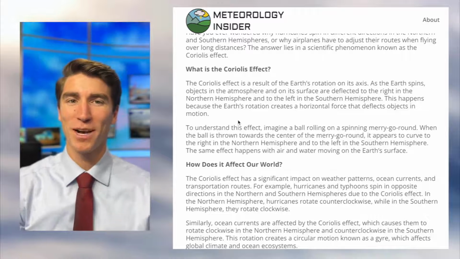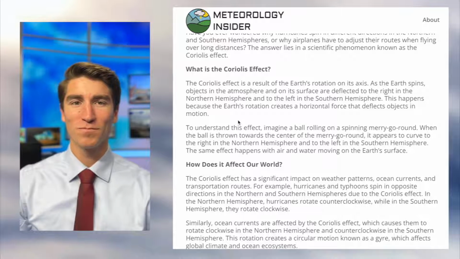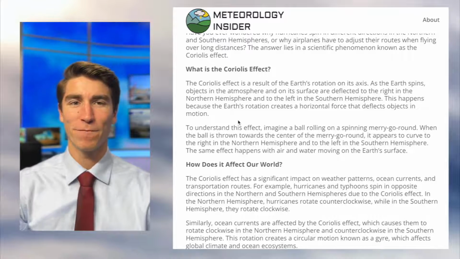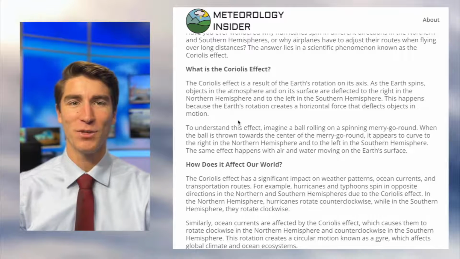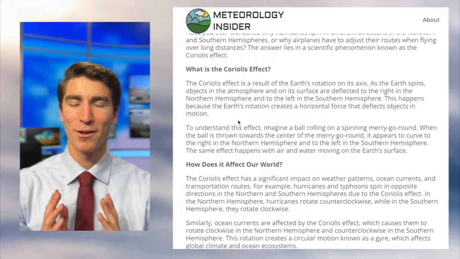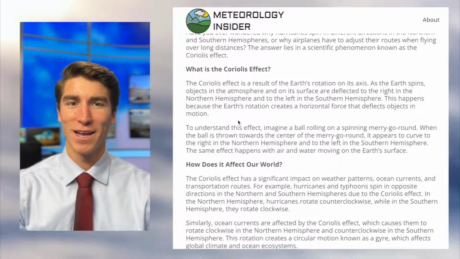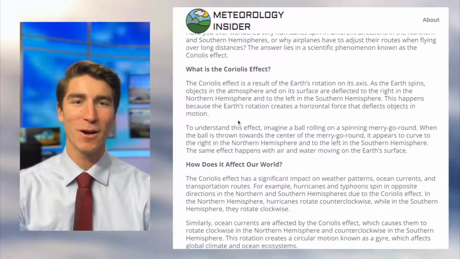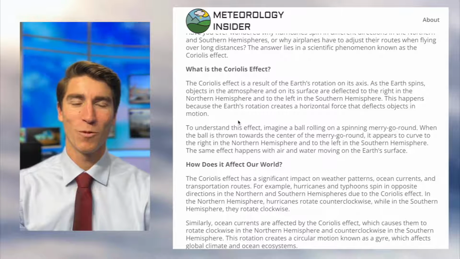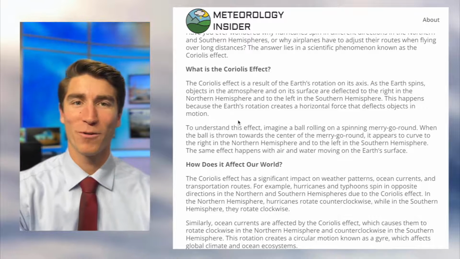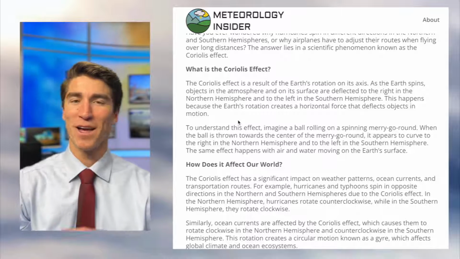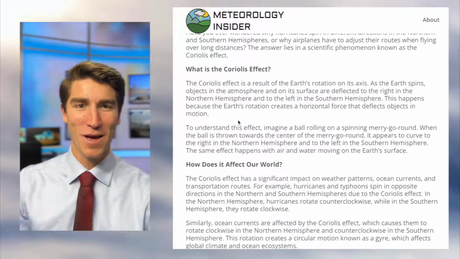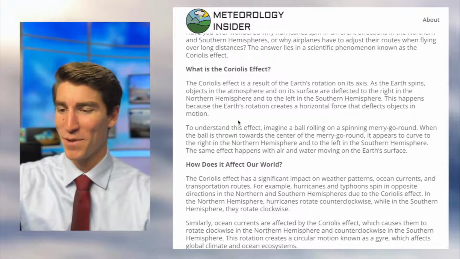Now, as I'll explain in a minute, it's a little misleading to call this a force and to say it's deflecting objects, because in reality, the objects are actually going straight. It's just the plane underneath them that's moving, and it gives the appearance that the object is curving when it's actually people on the ground that are the ones that are moving. Now, I'm sure that just made no sense, so the metaphor coming up explains it a little bit better.